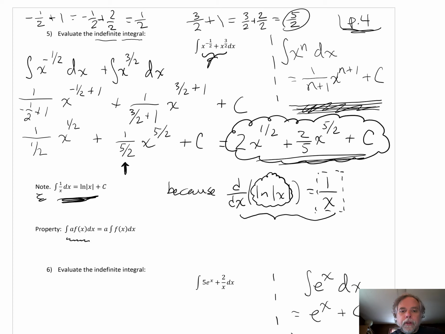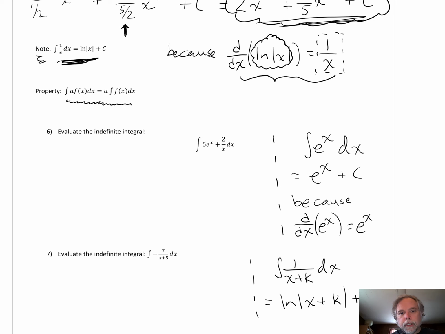This is a property of indefinite integrals, and it's just like the property we use all the time with derivatives, where you can take a constant out. So if we're doing the derivative of something like 2x to the third, we've been doing that for a long time, so it's just kind of automatic. But there was a property that said we could take the constant coefficient 2 out in front and then do the derivative of x to the third. And this is a similar kind of property for indefinite integrals.